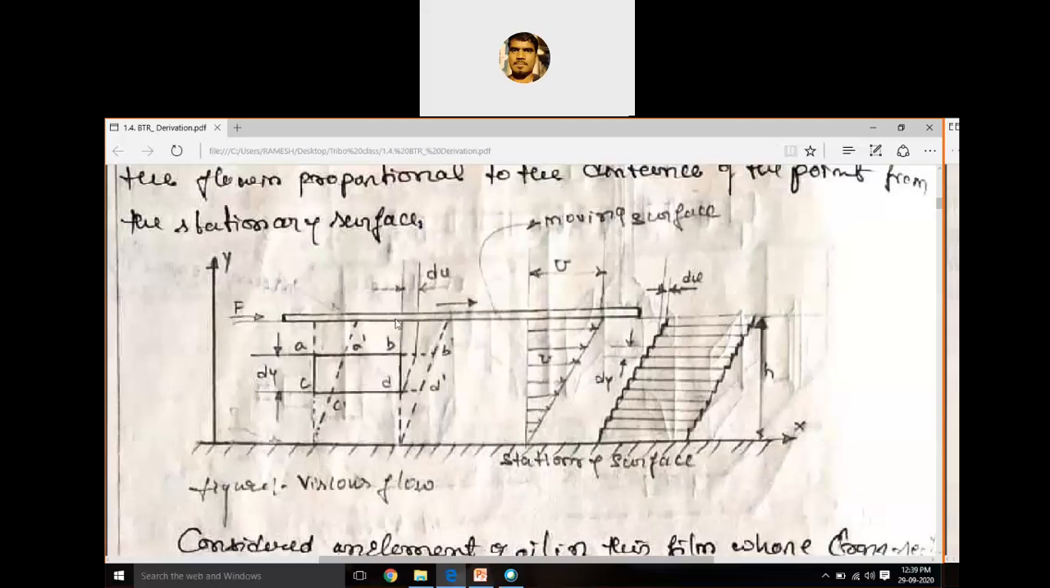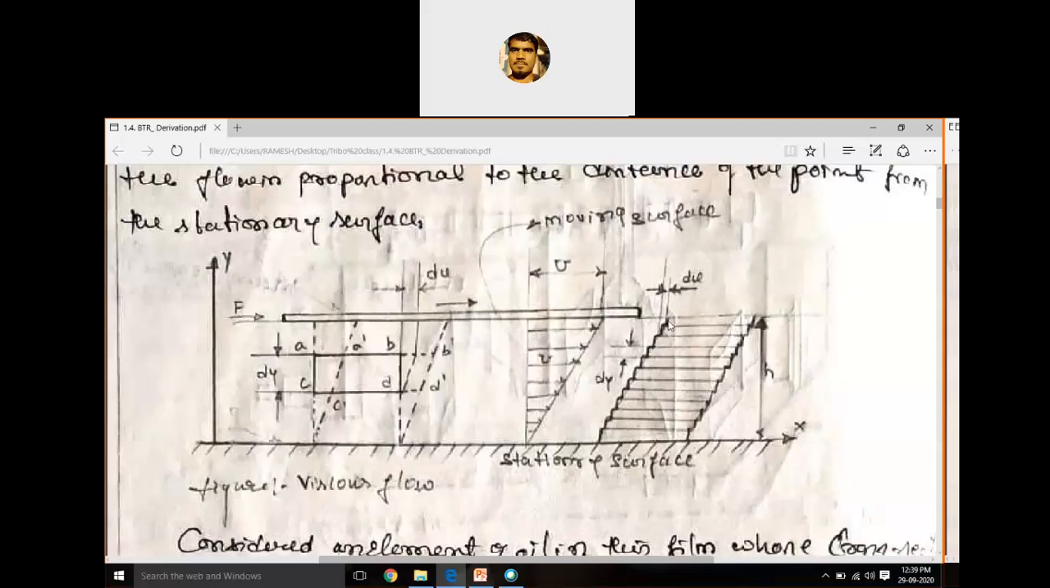The top plate has a maximum velocity u, and the bottom is a stationary surface with zero velocity. In between these two, it is completely filled by a fluid film, and this fluid film has layers. Here you can observe that. So these are the layers of the fluid film.